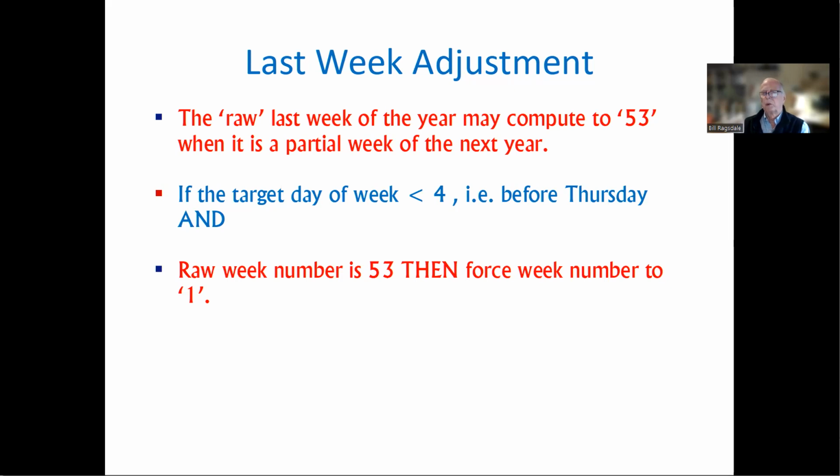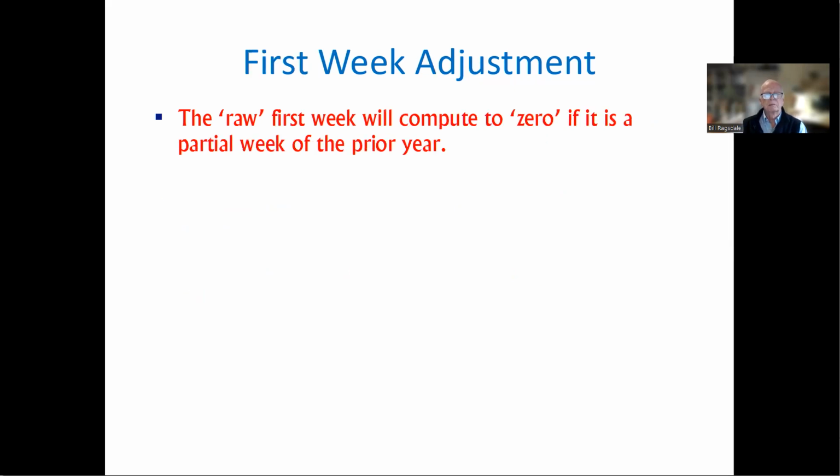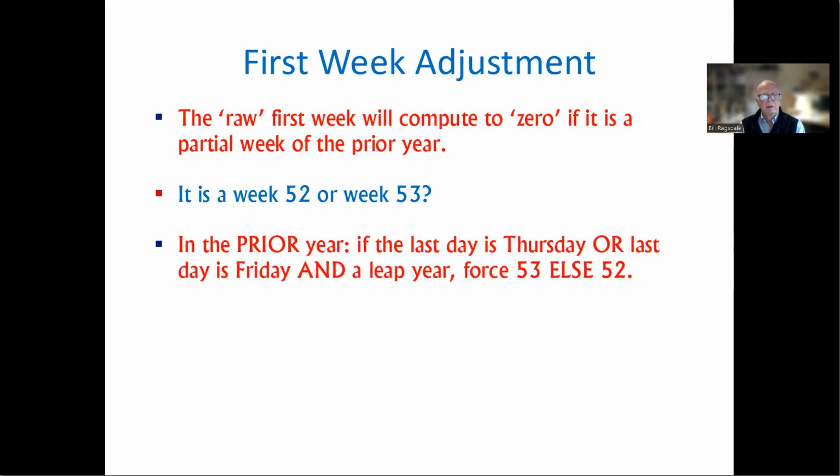It's not a 53rd week, it's the first week of the following year. The first week adjustment: if our raw week comes out as a 0, it tells us this is a partial week of the prior year. So how do we accommodate that 0? Is it a week 52 or a week 53? In the prior year, we make the test.